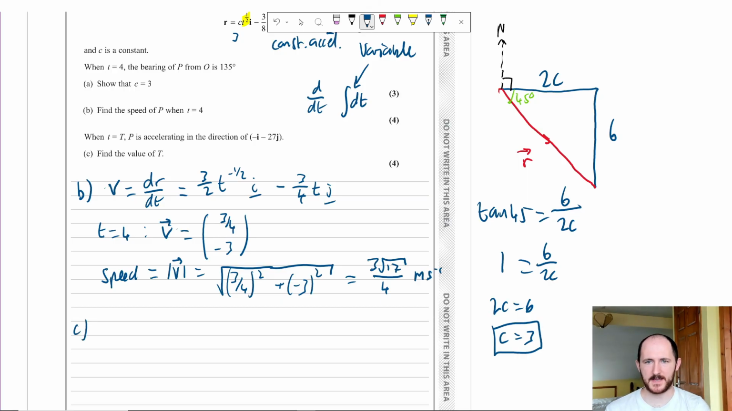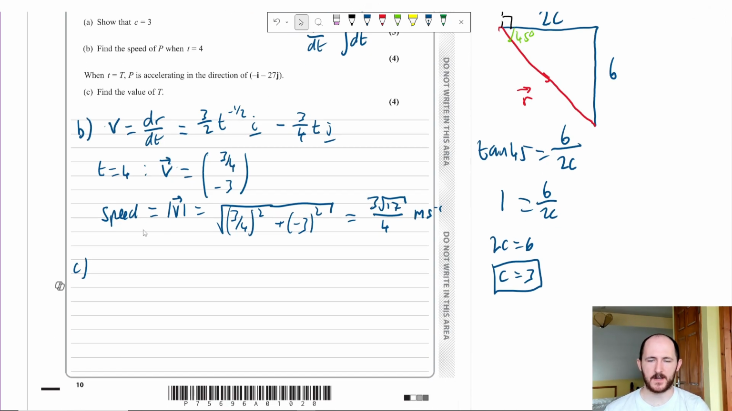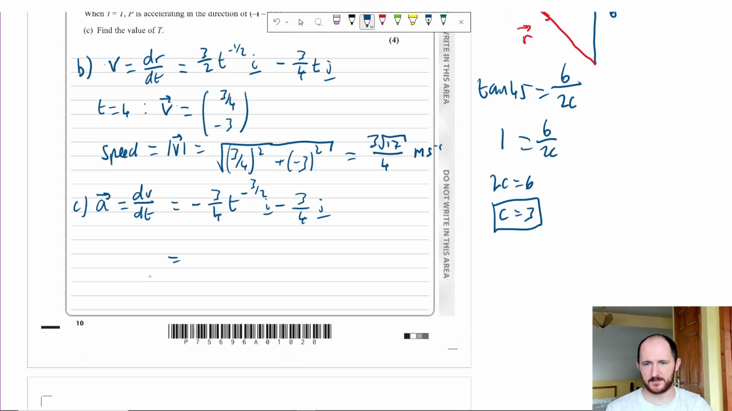And lastly, but not least, when t is equal to capital T, p is accelerating in the direction of, interesting, minus i minus 27j. So first things first, let's work out the acceleration vector, and we're going to do that by differentiating the velocity vector. So that gives me minus a half again, so it's minus 3 over 4 t to the minus 3 over 2, and that'd be minus i, minus 3 over 4 j. In fact, I'm going to write this as a column vector right now because this is making my brain hurt. 3 over 4.